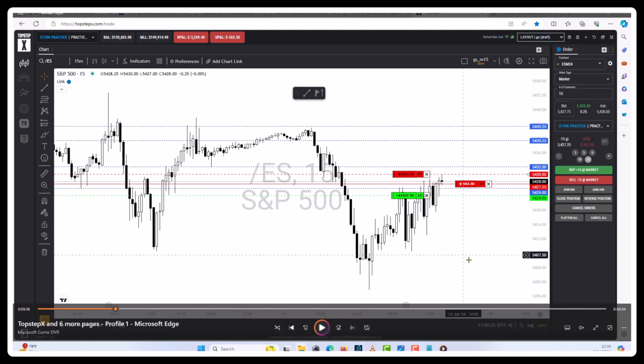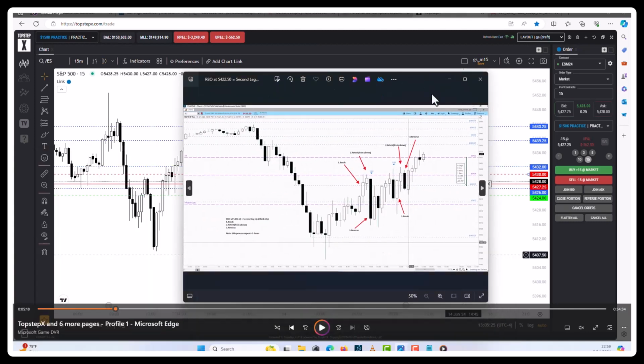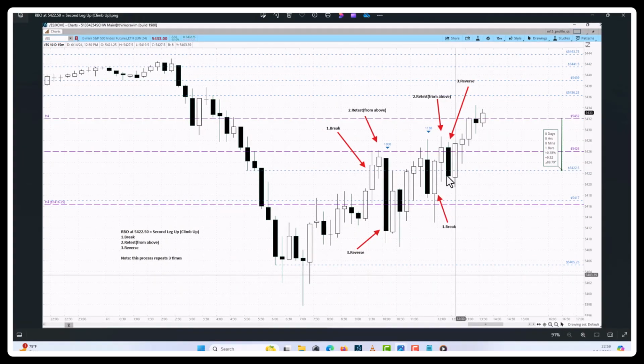Look at this. This is the new setup, a brand new setup we learned today. It's the pattern we see. So basically it breaks the level, tests from above, reverses, but it does that 3 times. You see that? Break and then test from above, reverse. Same right here. Break, test from above, break, test from above, and reverse. So it makes the second leg up. That's how it works.